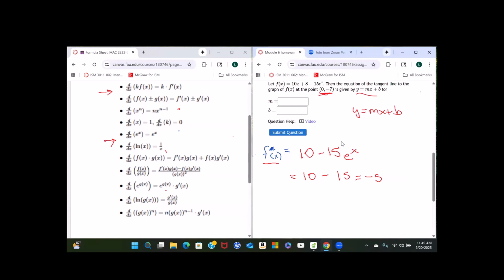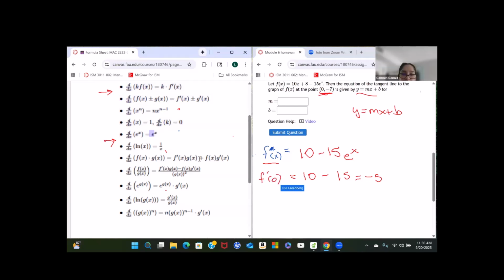Why did we not have to plug in the 7? Well, because this is asking me at x, what is it? Now we do have to use the -7. Wait, can you go back to how you got just 10 minus 15? I plugged in, I have here, f prime of 0.